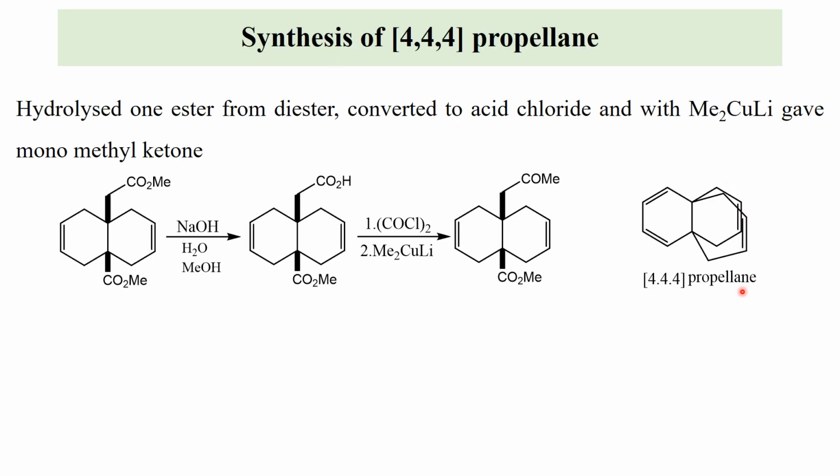In synthesis of 4,4,4 propylene, monomethyl ketone was required, which was prepared by the diester. First, this diester was hydrolyzed. Only one ester group was hydrolyzed and was converted into its acid halide, and when it reacts with dimethyl copper lithium, our required product monomethyl ketone was formed.